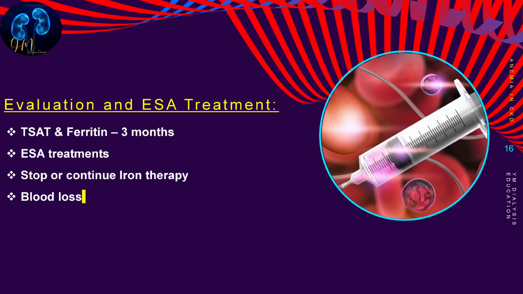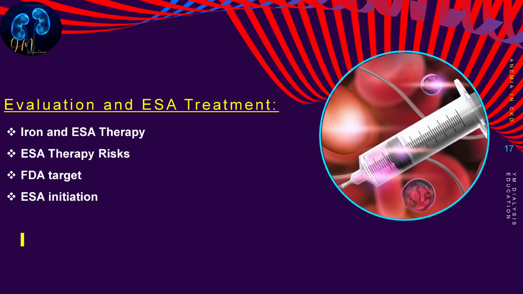Ferritin and transferrin saturation must be evaluated every 3 months during erythropoietin stimulating agent treatment, or with a change in ESA dose, at the point where there is a decision to stop or continue iron therapy, and during periods of blood loss. Iron and ESA therapies are used to treat anemia and to decrease red cell transfusions and their risk. ESA treats anemia by stimulating the erythroid progenitor cells to form and then release reticulocytes in the bone marrow to mature into erythrocytes.